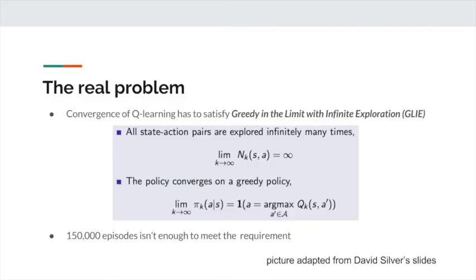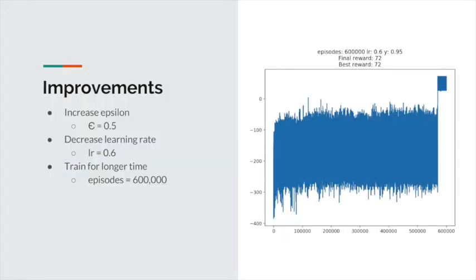Another approach will be encouraging the agent to do more exploration. The real problem here is that convergence of Q-learning has to satisfy greedy in the limit with infinite exploration, GLIE. To satisfy GLIE, all state action pairs will be explored infinitely many times. Therefore, 150,000 episodes isn't enough to meet the requirement. I increased the epsilon and decreased the learning rate to train the agent for a much longer time.